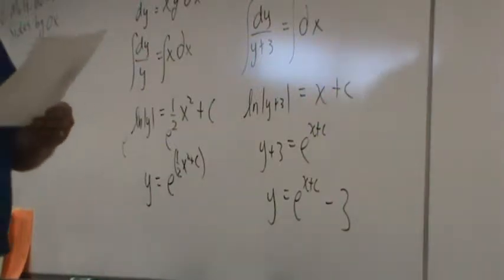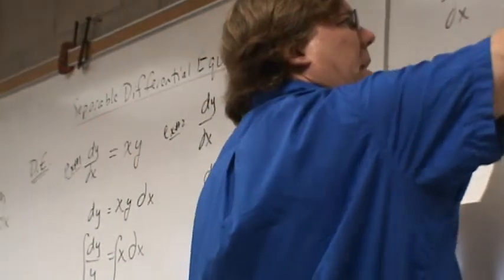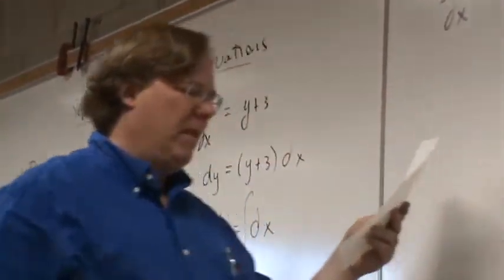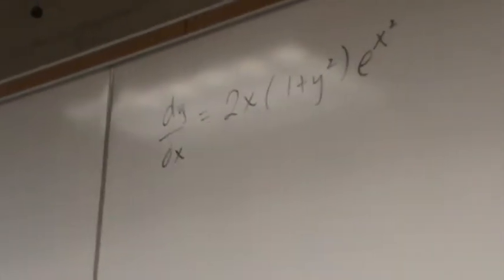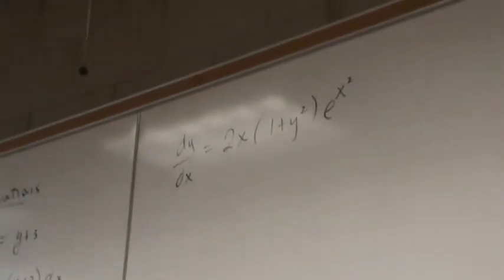Alrighty. Hey, let's go for it. dy/dx equals 2x times 1 plus y squared times e to the x squared. Is step 1 the only step that we should do? Yeah, that's it.